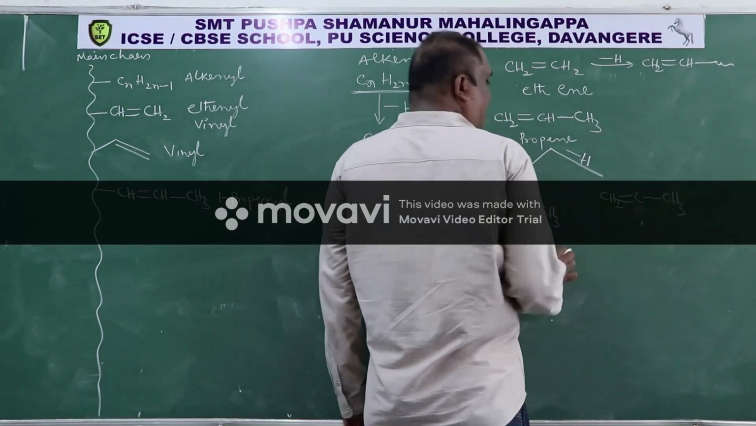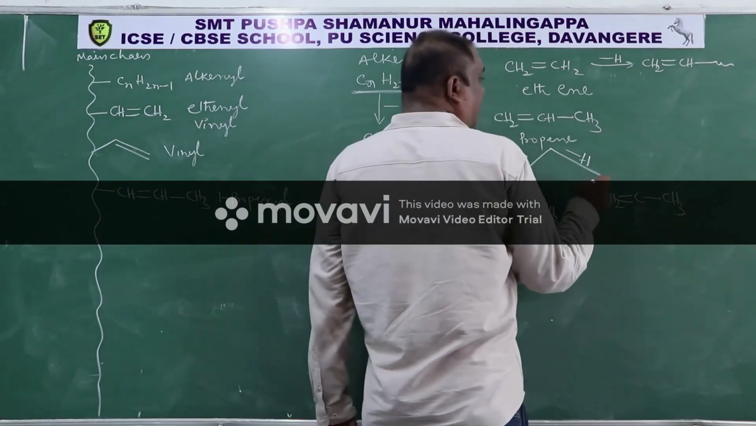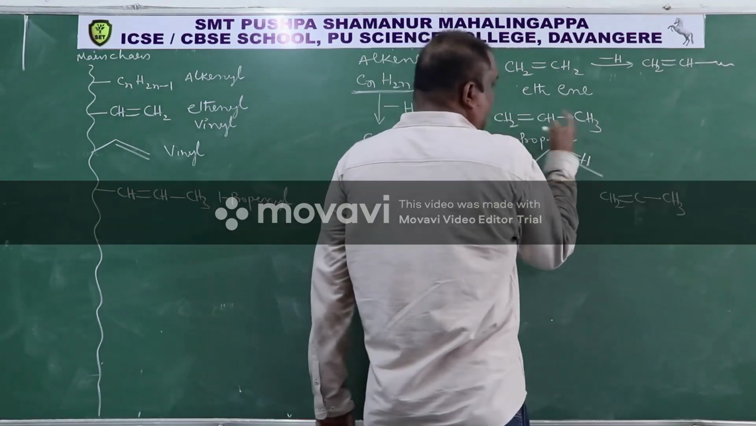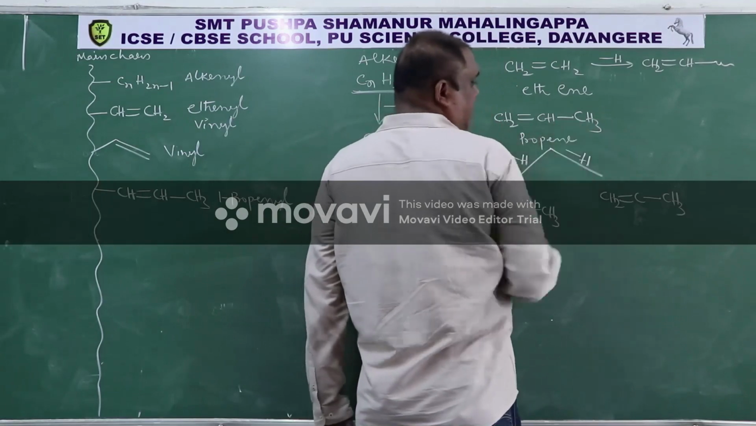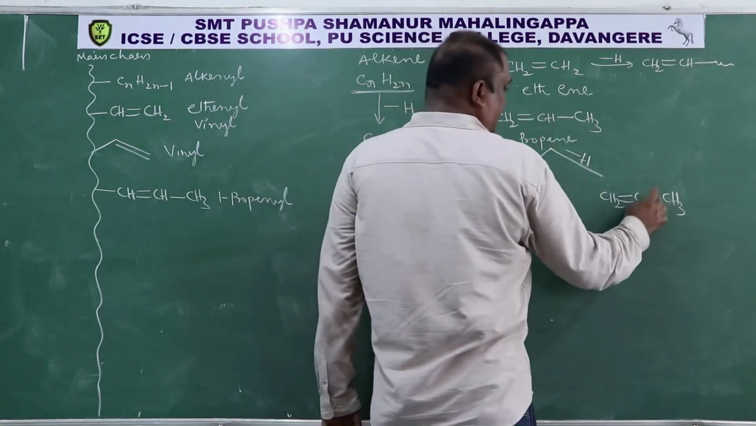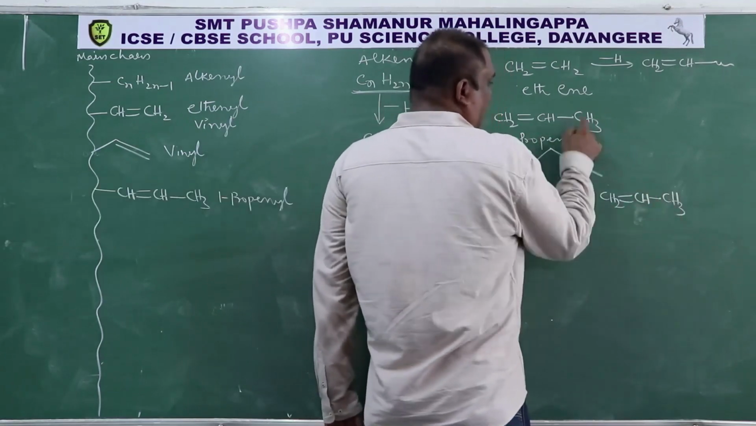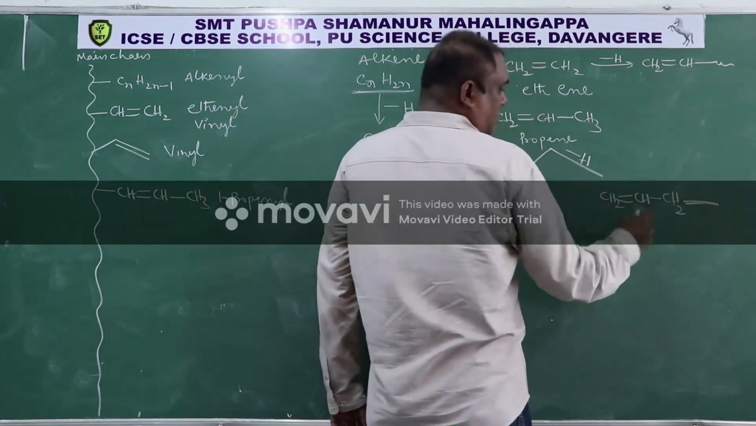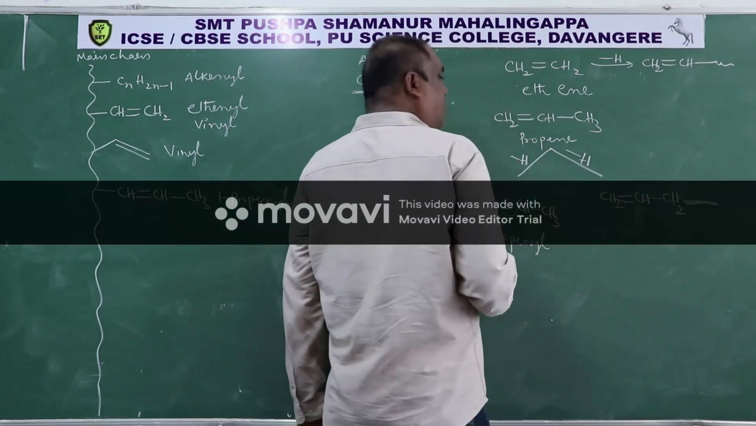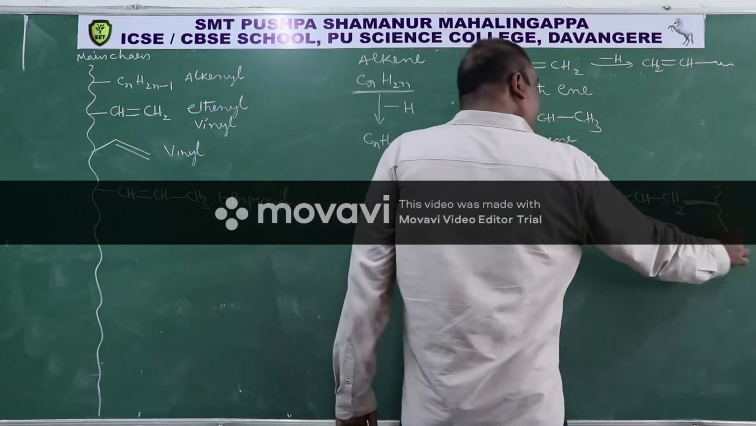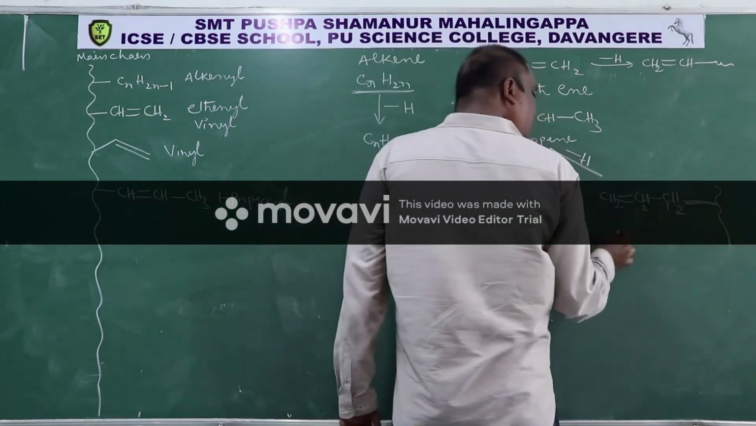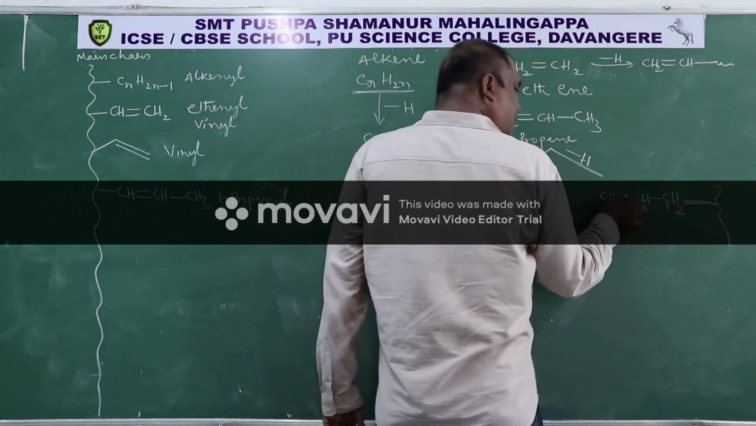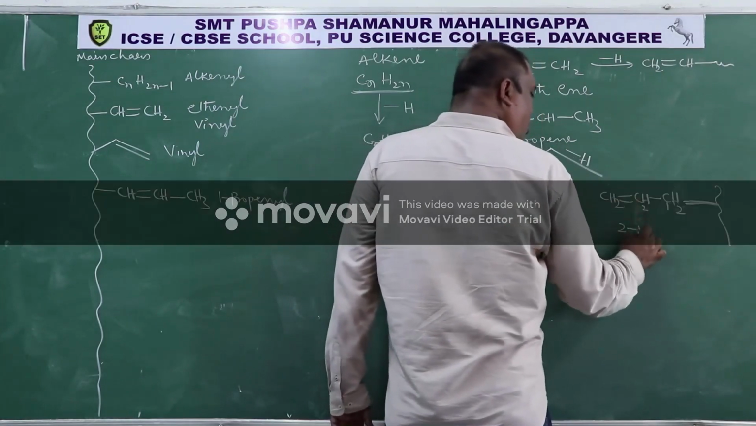But if I remove hydrogen from the central carbon, it will become CH2 double bond C with a hanging bond on this carbon, and CH3. Sorry, this is the CH2 terminal, this is the CH3 terminal. So this I keep as it is. Now from this carbon I am removing hydrogen. So this will become a hanging bond. Now this will be attached to the main chain. This becomes carbon 1, carbon 2, and at the second carbon there is a double bond. Therefore it is 2-propenyl.